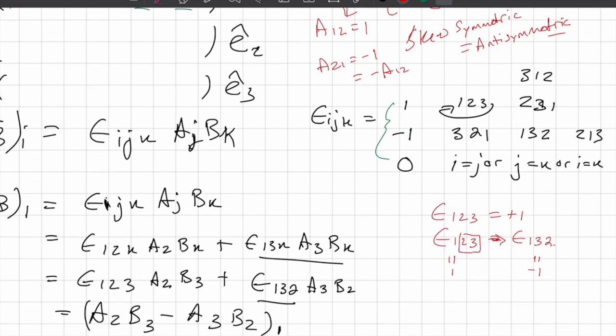Are you guys following me there? So epsilon ijk equals negative epsilon ikj, right? Where what I've done here is I've just swapped these two indices and produced a -1.